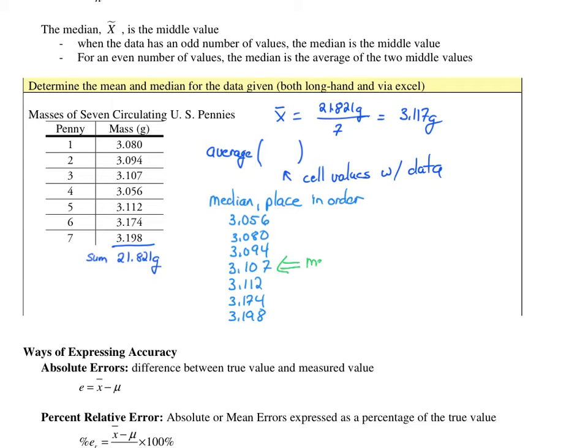Our median would be 3.107 grams. That's the middle value. If we had an even number of values, we would look at the 2 center values and take the average as the median. For Excel, the Excel function is simply MEDIAN, and we specify the range of cells.